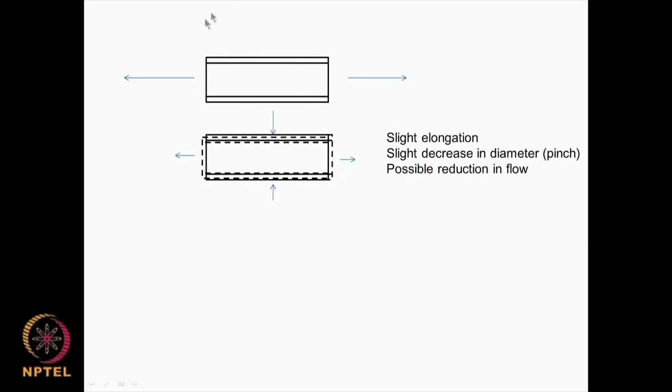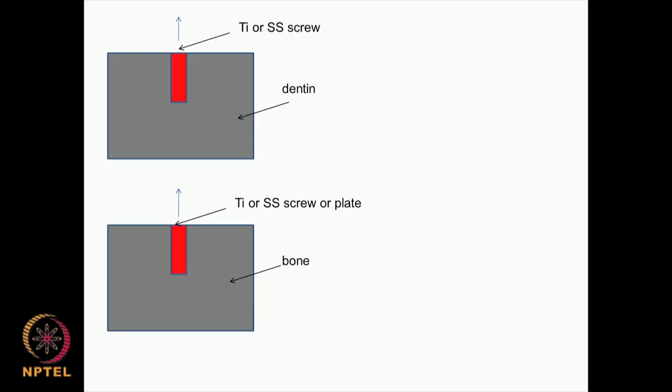So, the tube has a force acting, so it gets elongated, a slight elongation, and there is a slight decrease in the diameter because of the Poisson's ratio. So, there could be a possible reduction in the flow. That is a situation which can happen. This can become very serious in certain situations.